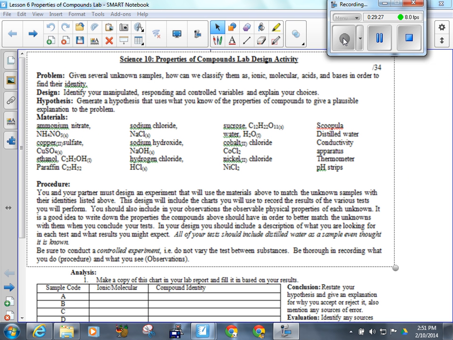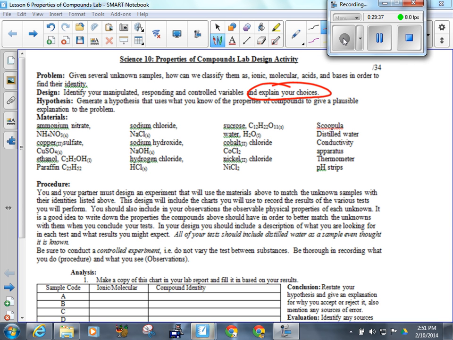When you are doing the design portion here, make sure that you don't just identify your manipulated, responding, and controlled variables. Also make sure that you explain: this is the responding variable because, this is the manipulated variable because. You have to have that reasoning in there. If you don't, you're likely to get like 2 out of 5 on your design, even if you identify them all correctly. Without the explanations, you can't get full marks. So please make sure you also explain your variables.